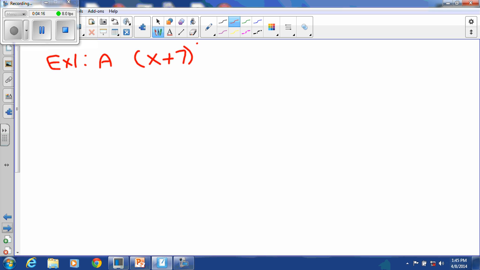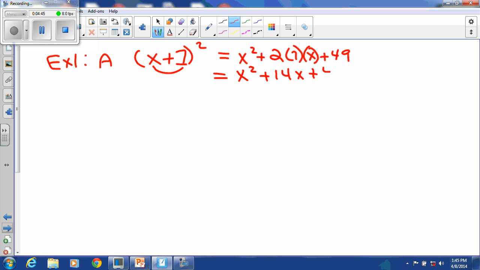Let's see if you can predict what the trinomial will be for x plus 7, the quantity squared. We square the first term to get our x squared. And then we're going to double, or multiply times 2, the first term times the second term. So that's 2 times 7 times x. And then we square our last term. Our last term is a 7. 7 squared is 49. So this trinomial squared is x squared plus 14x plus 49.